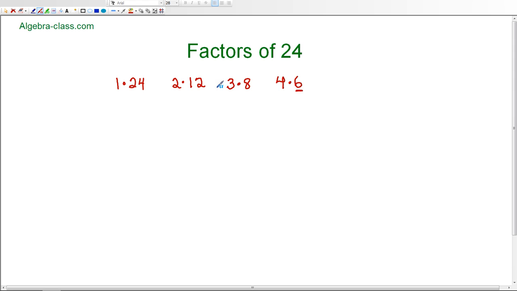And I can say, okay, now I know that the factors of 24 are 1, 2, 3, 4, 6, 8, 12, and 24. So these are the factors of 24. In the next video, we'll talk about common factors.